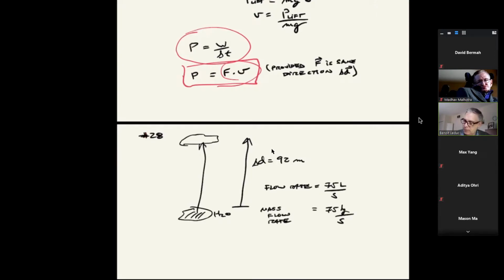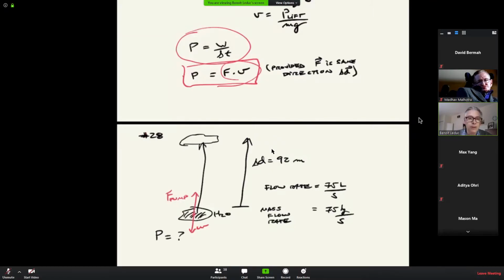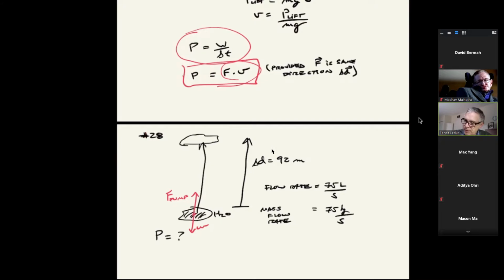So what's the power required? Once again, it's the same thing. You need the minimal power. The minimal power to be provided by the pump has to be equal to the weight of the water. So that's the minimum here. You have the weight and you have the force from the pump, and it has to be the same, at the very least.